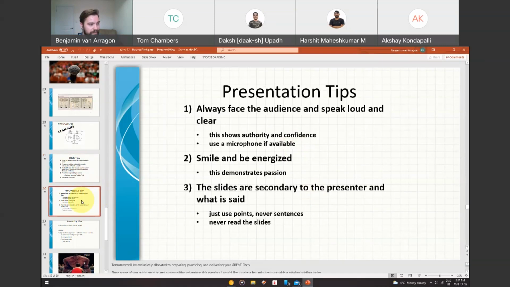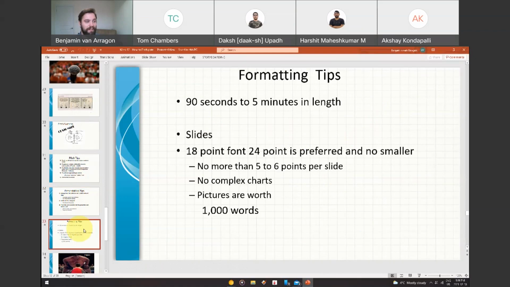Practice makes perfect. Always face the audience. These are little things to keep in mind for next week. If you're going to have your cameras on and be presenting to me and Rob, be smiling, be energetic and have passion. You want your slides to be professionally designed or look good. You want to face the camera, obviously, and speak clearly. For your slides, keep to 18 to 24 point font, no more than 5 or 6 points per slide, or else it gets a little cluttered. Don't use really complex charts, and pictures are actually worth 1,000 words, right?